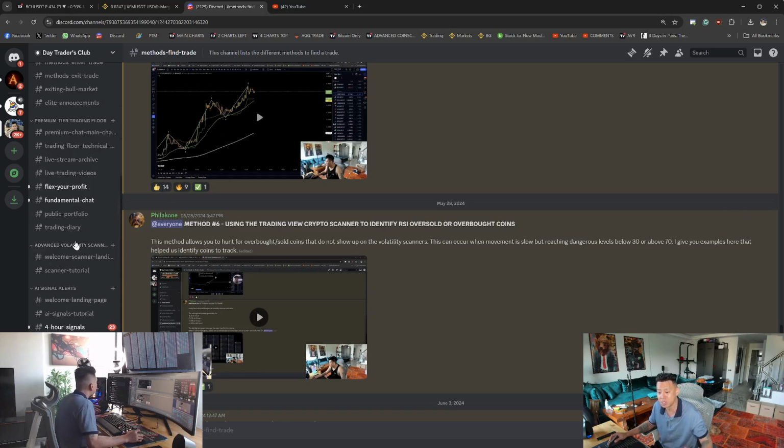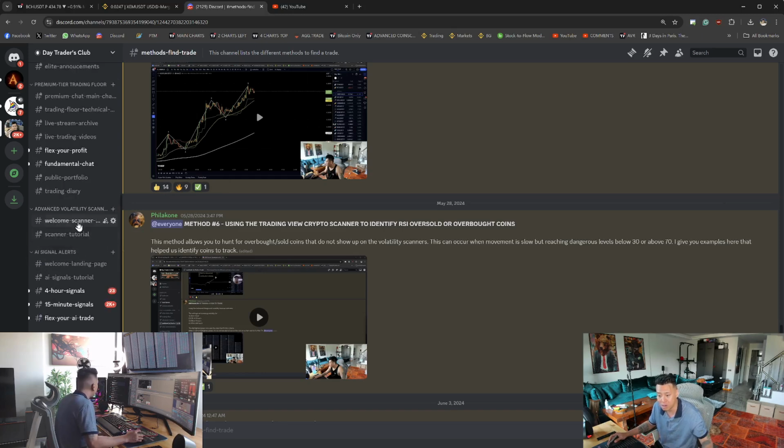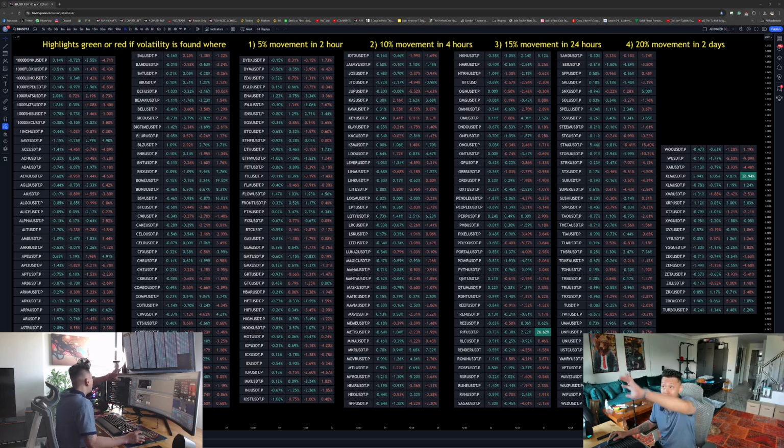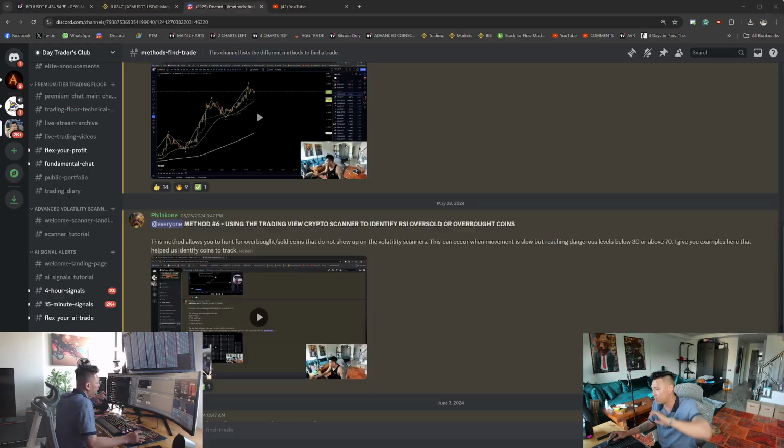You also get access to my advanced volatility scanner. This scanner here that you see, you get access to it. Not only that, you also get access to the AI alerts group, and I'm much more active than I am in the normal premium group. So these are the methods I'll be using every single day to look for a trade with my Discord group. And after that, we're going to trade together.